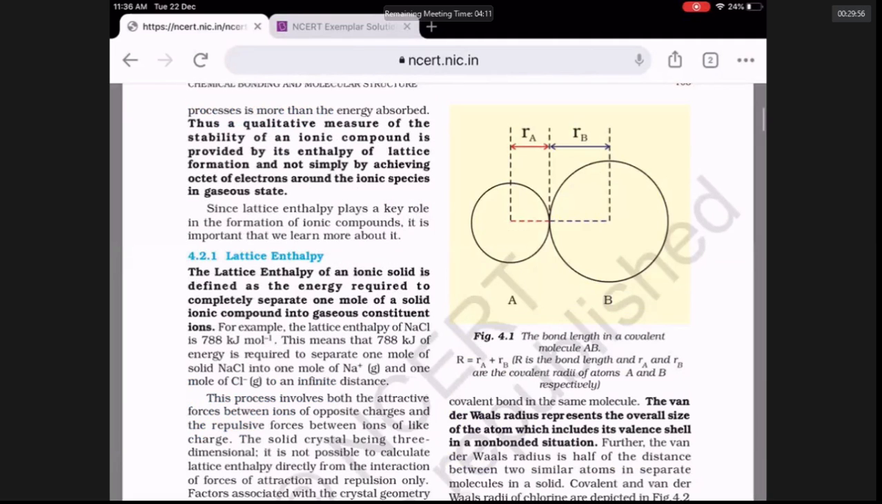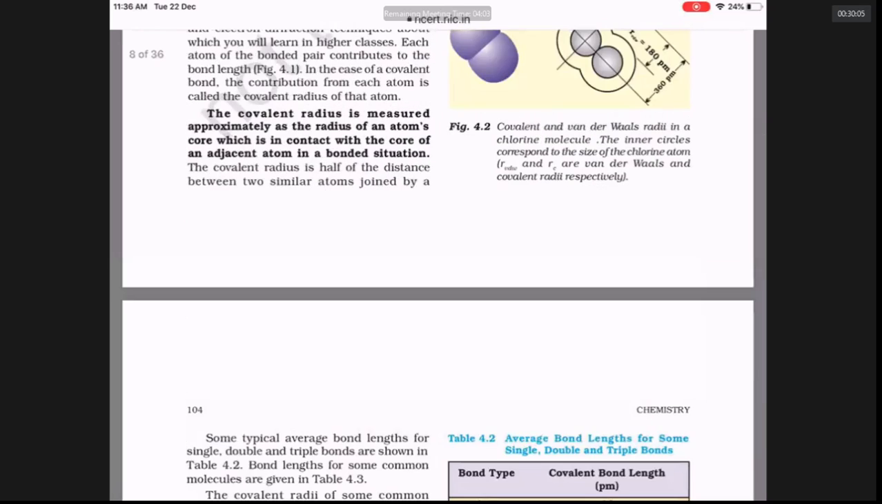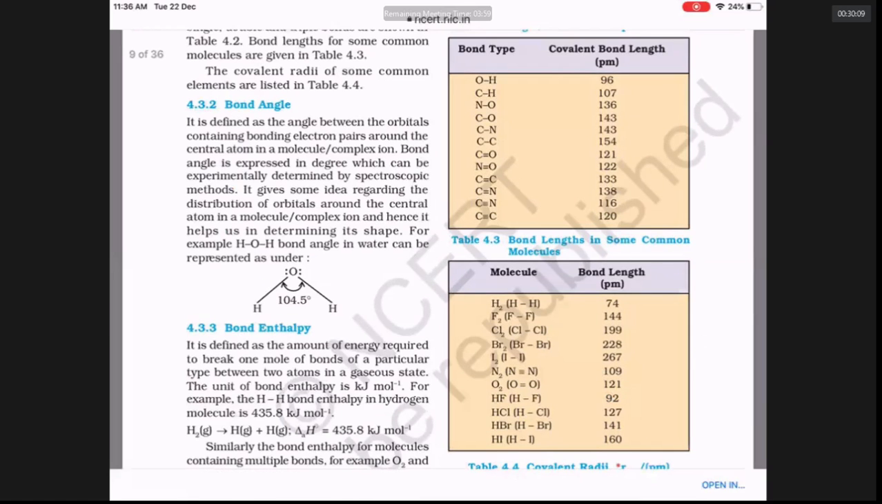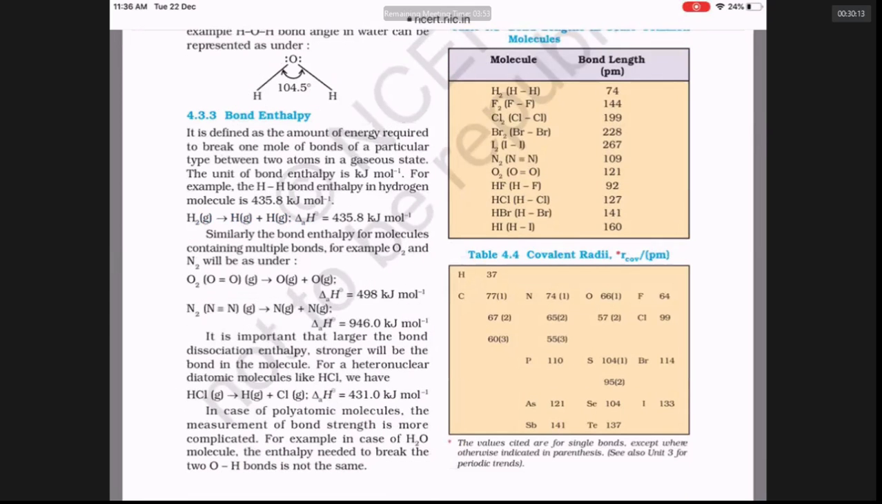Here is the definition of bond length: half the internuclear distance between two bonded atoms. Also look at bond angle: angle subtended between bonded atoms to central atom. Bond enthalpy means energy required to break 1 mole of bonds between atoms in a molecule.